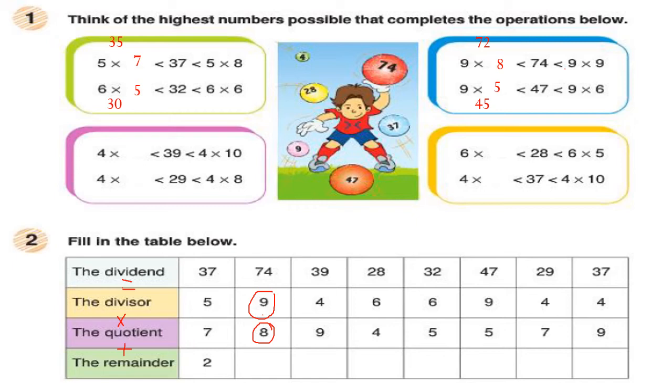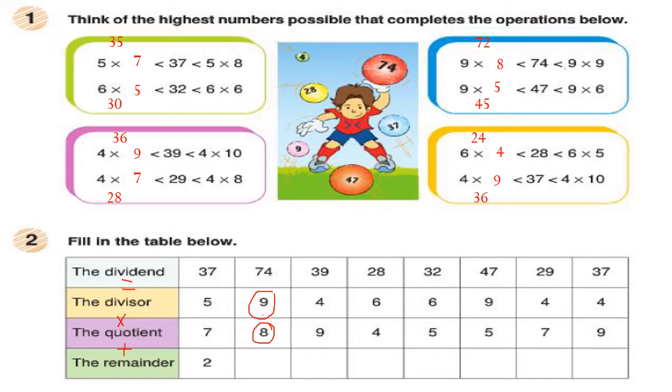The same here. 4 times what gives 39? No number. The nearest to it but smaller, we have 36. So 4 times 9, sorry. Less than 29, we have 28, 4 times 7, excellent. The same here. Less than 28, 24, 6 times 4. Less than 37, 4 times what? We have 36. Excellent, 4 times 9. So it's easy, this one.